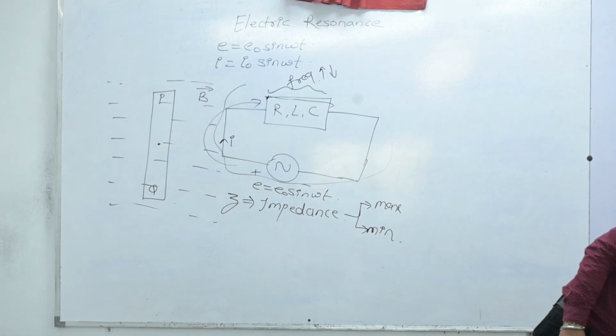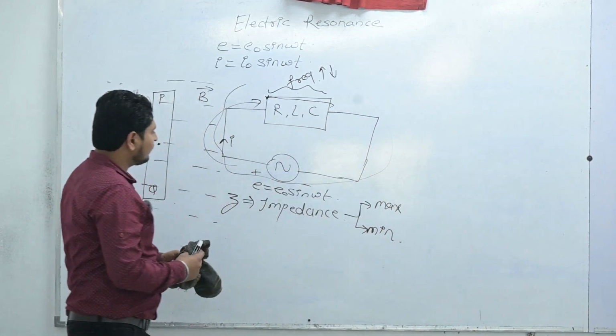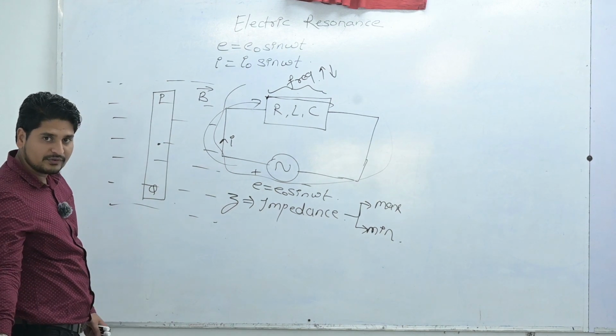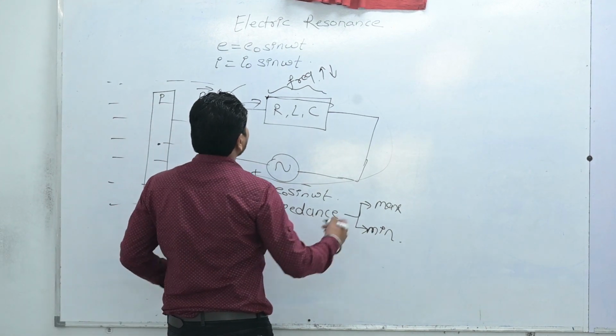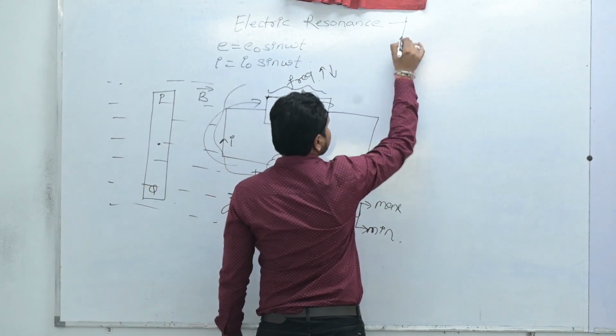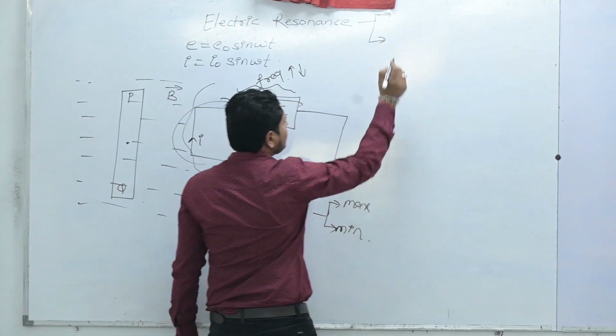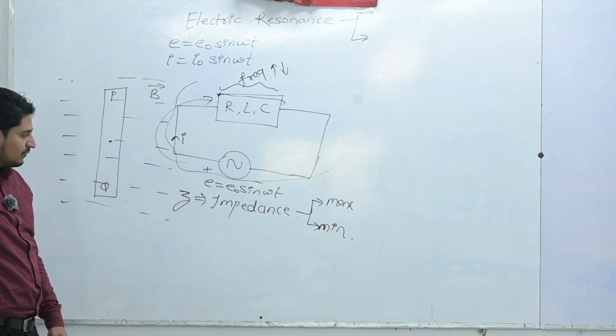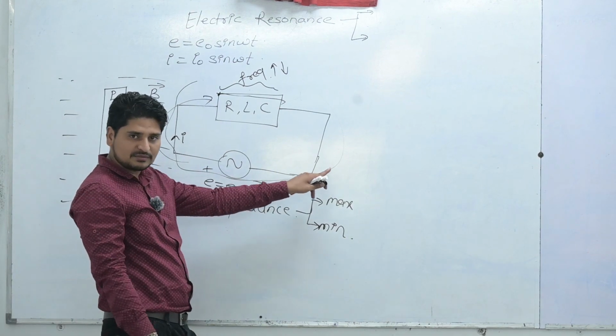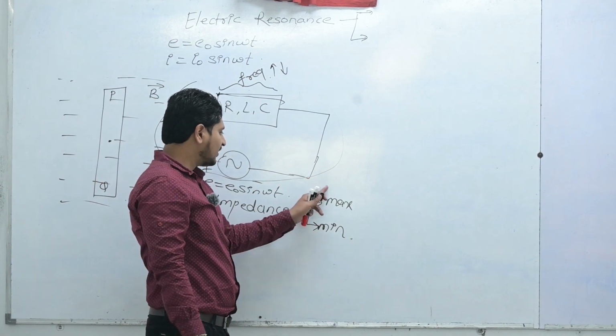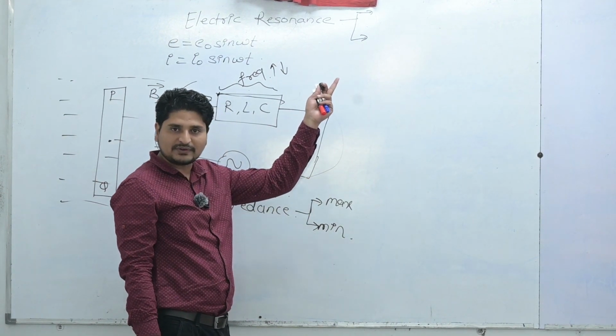So now see, depending upon the value of maximum and minimum of impedance, so there are two types of electric resonance. दो types होते हैं electric resonance के. So depending upon the value of impedance, that is if it is maximum and if it is minimum. If it is maximum, so again there is one type of electric resonance.